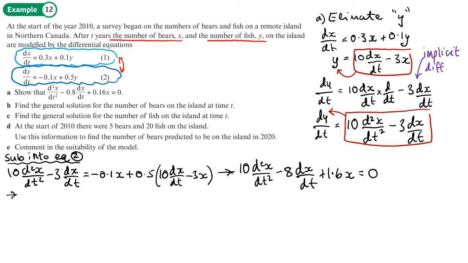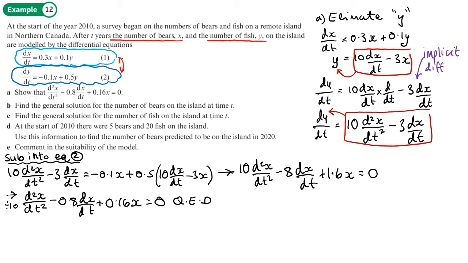Okay, so we'll just write down what that will be. So I'll just put dividing by 10 here. So d squared x/dt squared minus 0.8 dx/dt plus 0.16x equals 0 as required. So that's part A. Now part B, it's asking us to find a general solution for the number of bears on the island at time t.